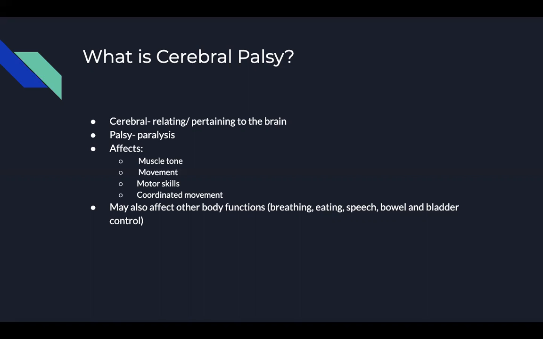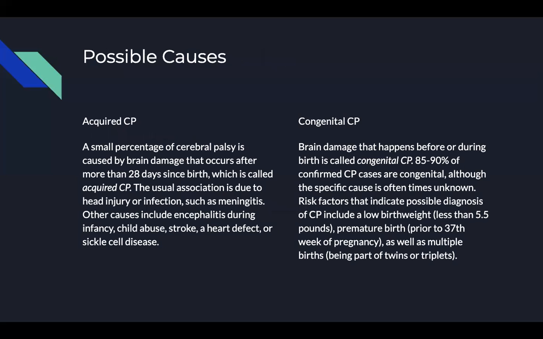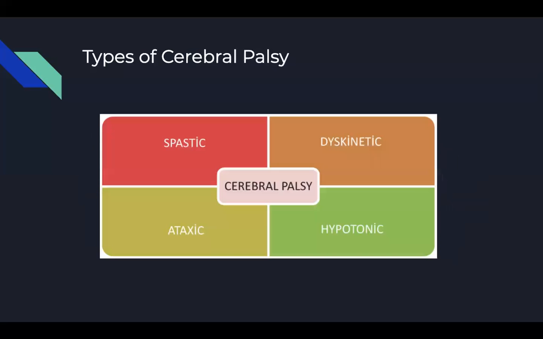Risk factors that indicate possible diagnosis of CP include a low birth weight, being less than 5.5 pounds, premature birth, being born prior to the 37th week of pregnancy, as well as multiple births, being part of twins or triplets. So concerning the types of cerebral palsy, there are four main types, those being spastic, dyskinetic, ataxic, or mixed.